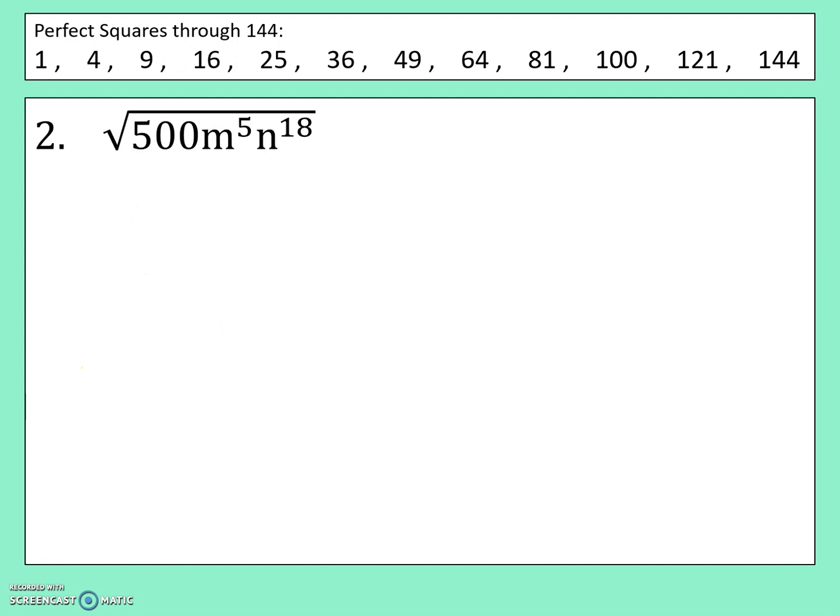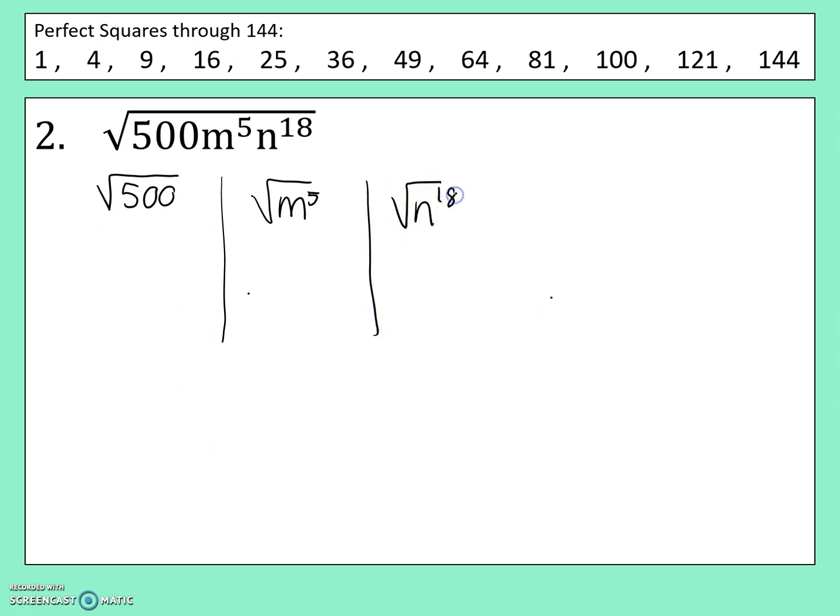Okay, moving on to the next example. In this example, we see that we have a lot of stuff underneath the radical symbol. We've got a number, we have 2 different variables as well. Now the best way to do this, in my opinion, is to split it up and do it as if it's 3 separate problems. So set yourself up, and let's split up the 500. Let's split up the m to the 5th, and let's split up the n to the 18th.